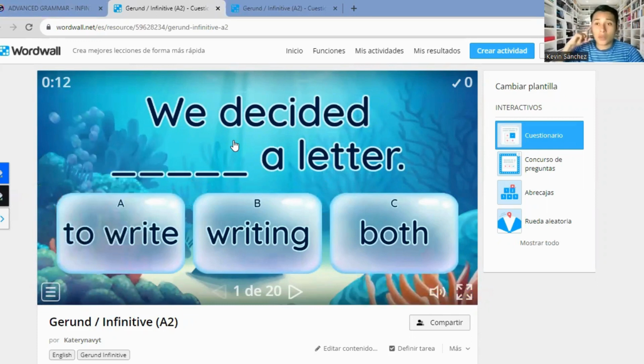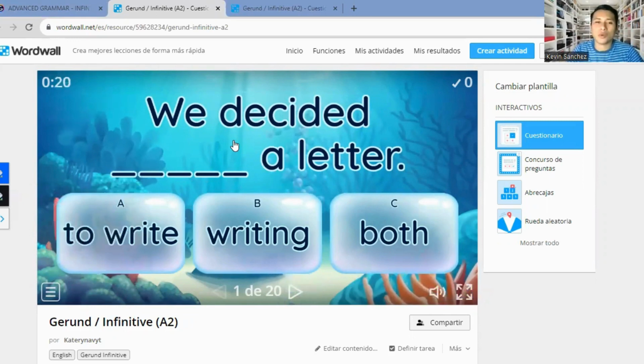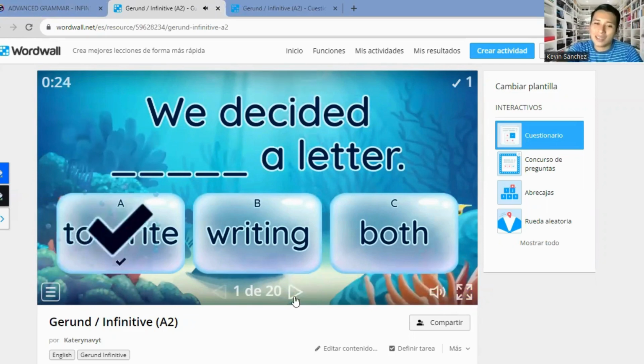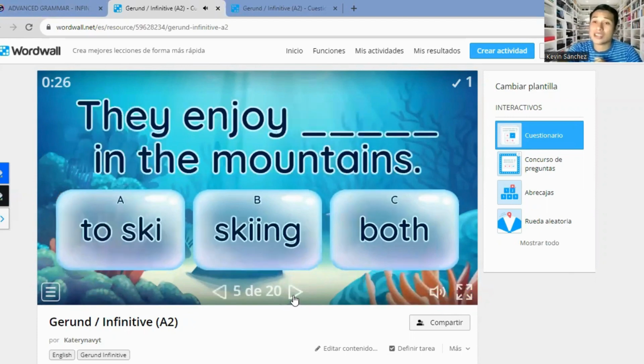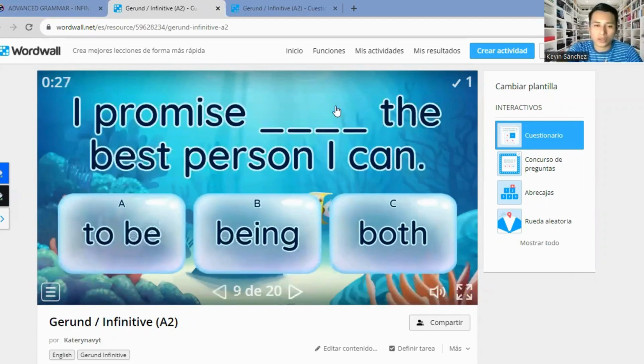Something that you need to bear in mind is that after the verb decide, you have to use what? A gerund or an infinitive? That's pretty simple. You have to use an infinitive. So you have to say, we decided to write a letter. And then you have more exercises here so that you can work on. And basically, that will be all about my video.